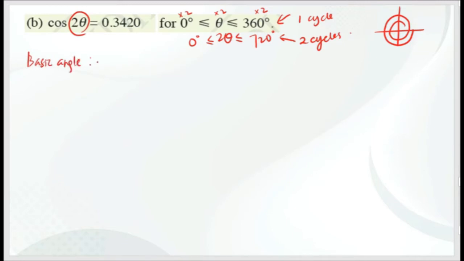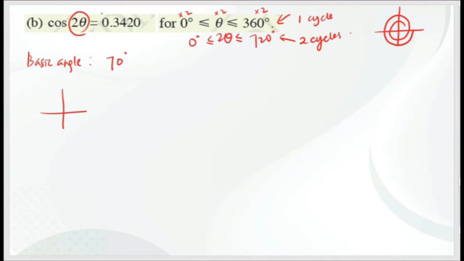What is your basic angle? Shift cos 0.3420. Okay, so what is your answer? 70 degrees, right? You get your answer is 70 degrees. Okay, 70 degrees. So after this, we determine which quadrant it will be in.